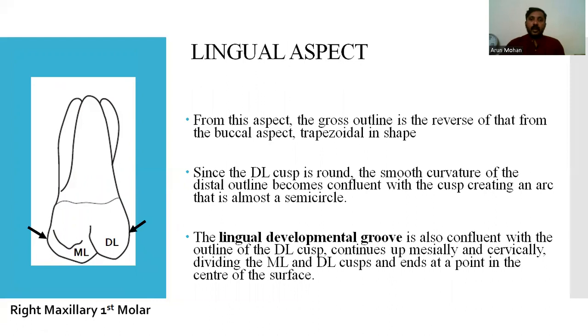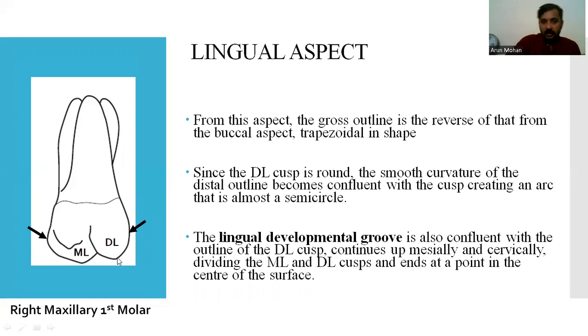Coming to the lingual aspect of the maxillary first molar, from this aspect the gross outline is a reverse of that from the buccal aspect. So it will be roughly trapezoidal in shape again. And since the distolingual cusp is round as compared to the mesiolingual cusp, it will be smaller and more rounded in shape. The smooth curvature of the distal outline becomes confluent with the cusp.